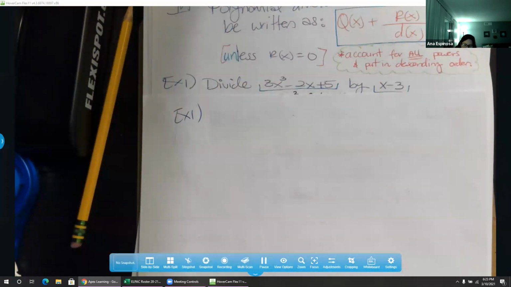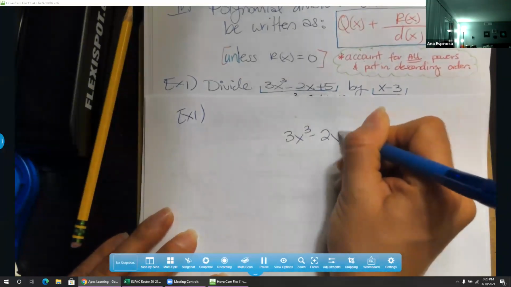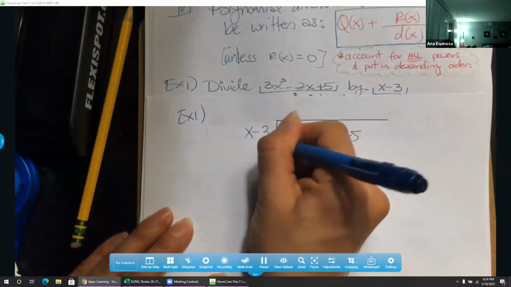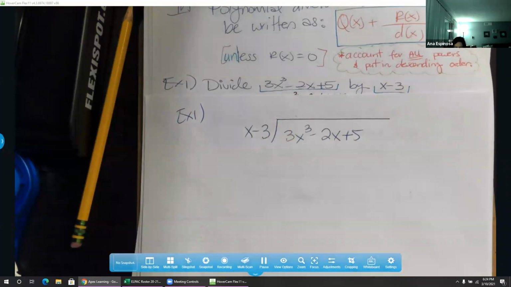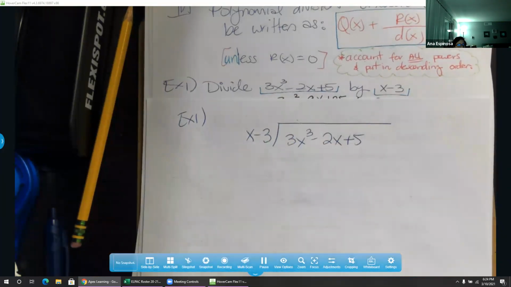So you place what you are dividing by, 3x cubed minus 2x plus 5. You're dividing that by x minus 3. The divisor is outside. All right, so two things. You should maybe highlight that.